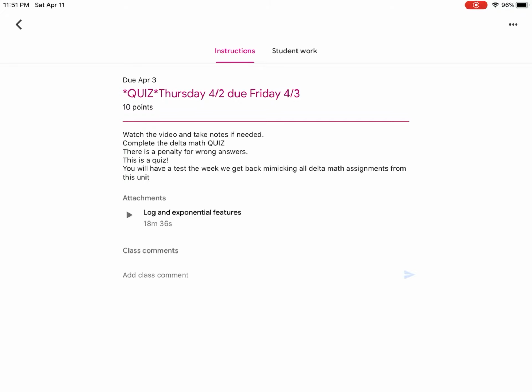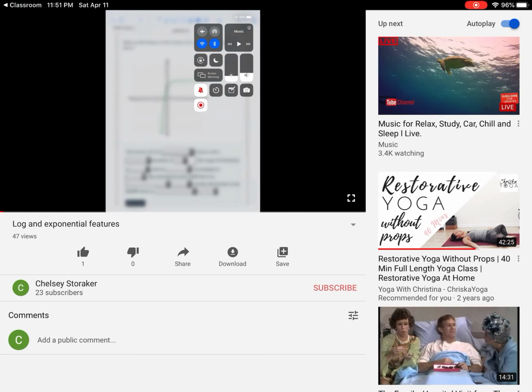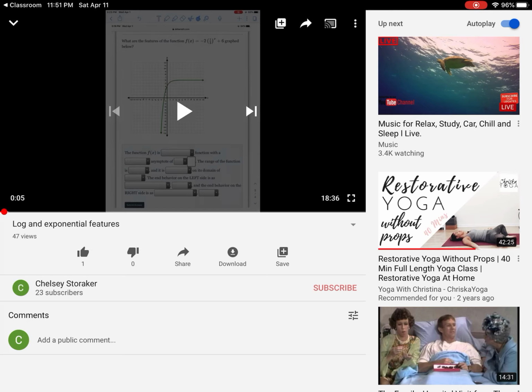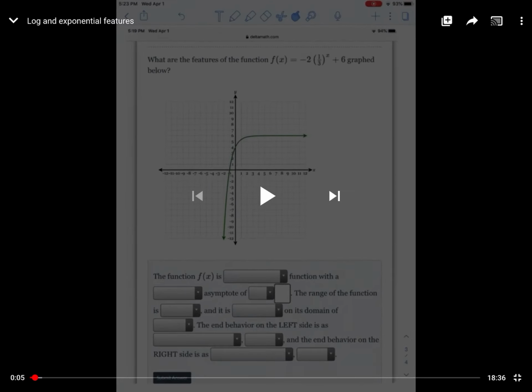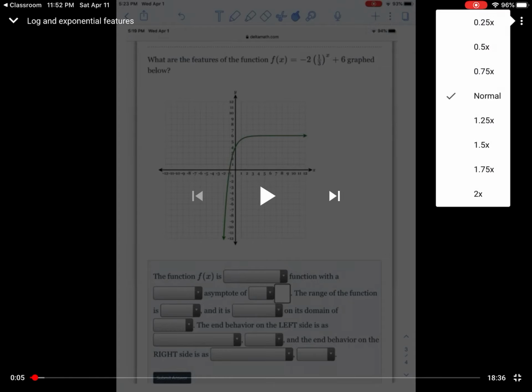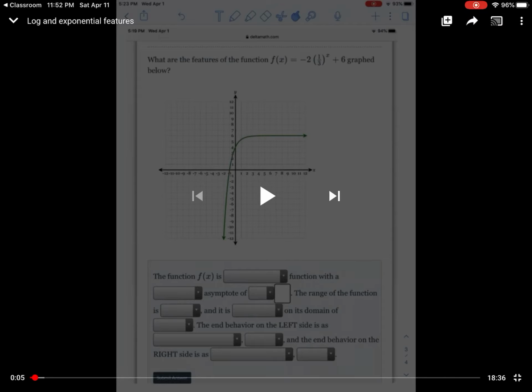So that's where you can go and get all of your information. I also want to point out that there is a feature that some of you are great at and I know use. And then some of you have no idea that this even exists. But if I full screen this, I can play this at a slower rate or a faster rate. So this 18-minute video now becomes a 10-minute video.